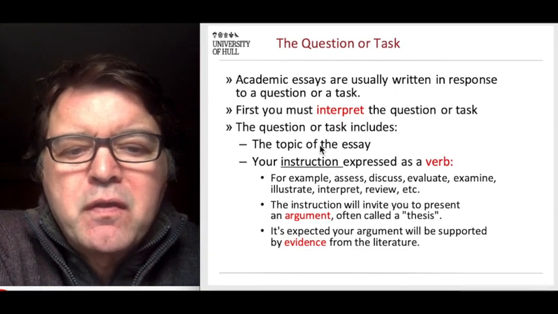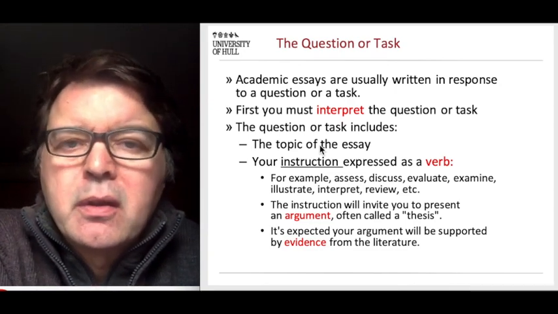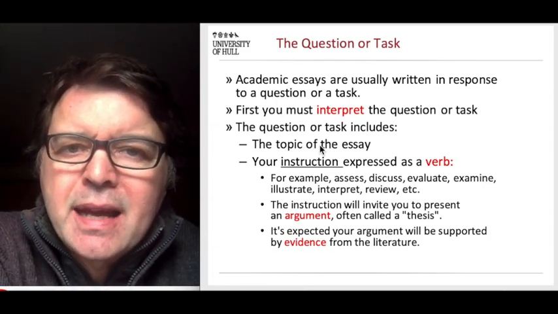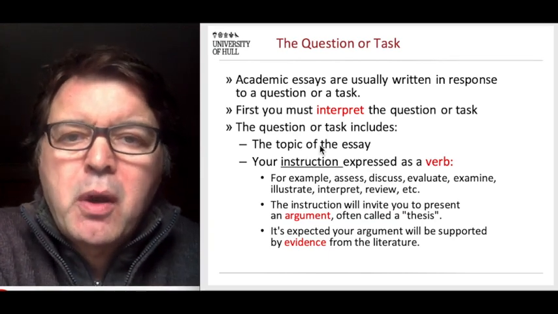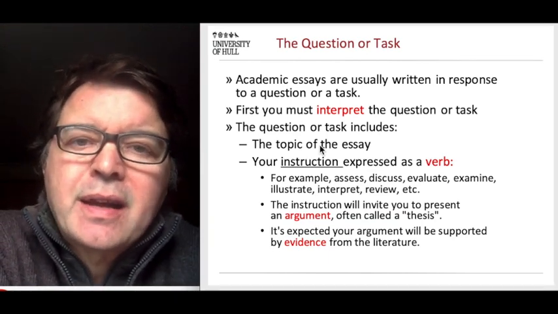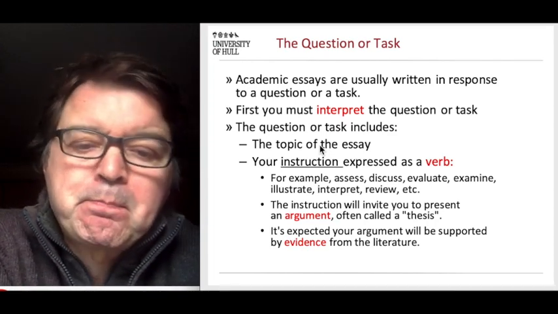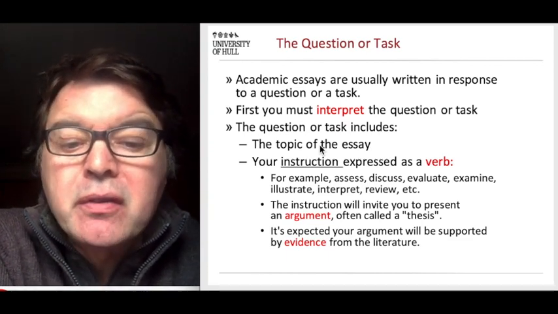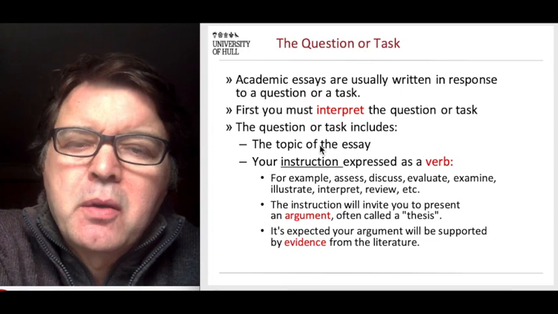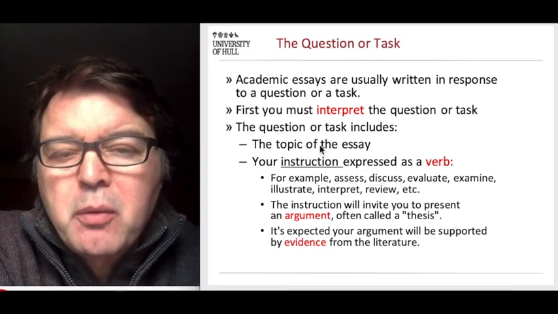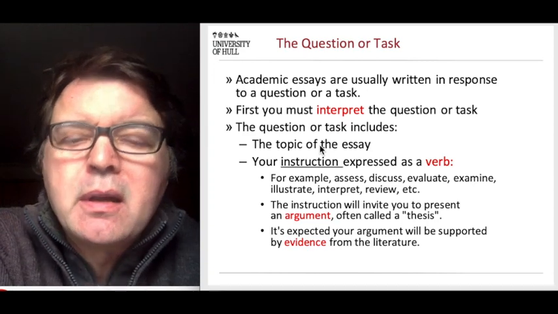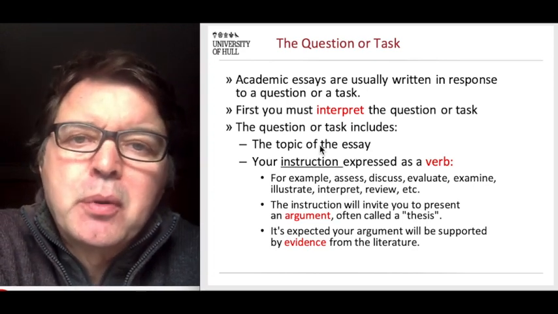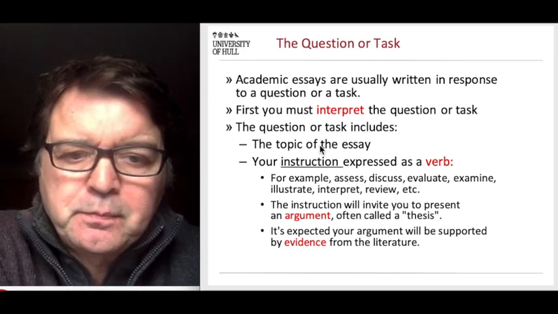Now, the instruction will invite you to present an argument. So I think one of the key things here to understand is an academic essay is an argument. You are being asked to present an argument, and that's often called a thesis. And it's expected that your argument will be supported by evidence from the literature. Okay, so you're not just being asked for an argument, you're being asked for an argument which is supported by evidence, and the quality of that evidence is important. We'll talk about that later.